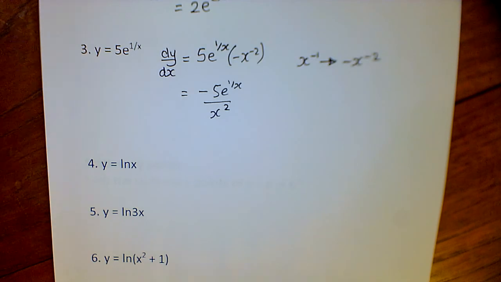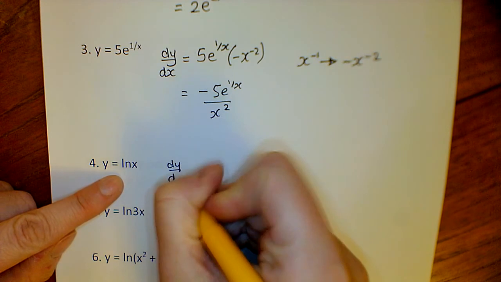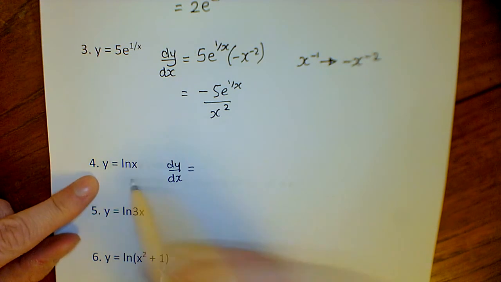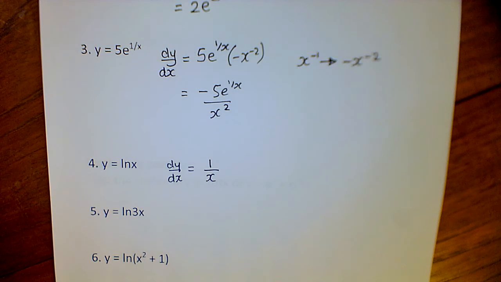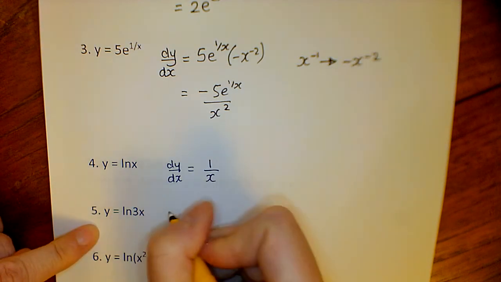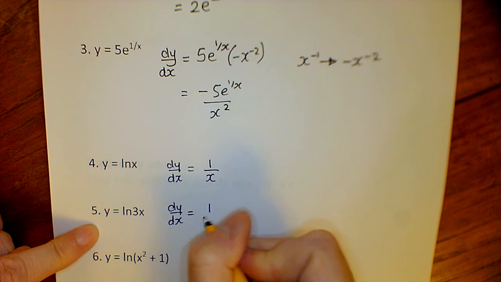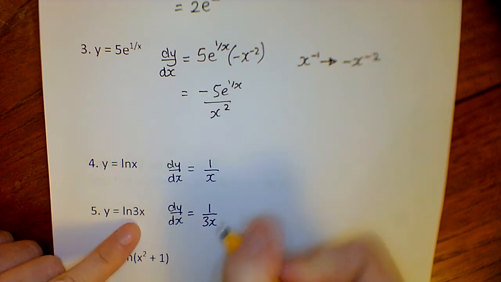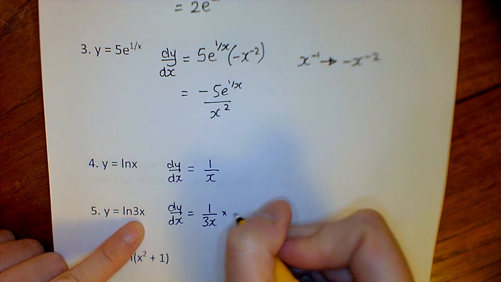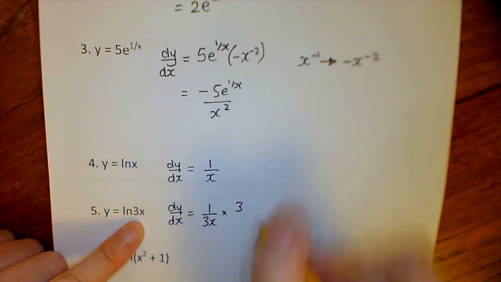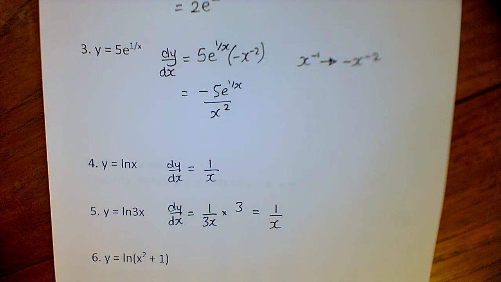Basic differentiation then of ln. So y equals ln of x, differentiate that, we get 1 over x. Y equals ln of 3x, differentiate that, we get 1 over 3x, and then we'll have to multiply, we'll have to differentiate the x part. So differentiate 3x, we would get 3. And obviously the 3's would cancel and that would give you 1 over x.